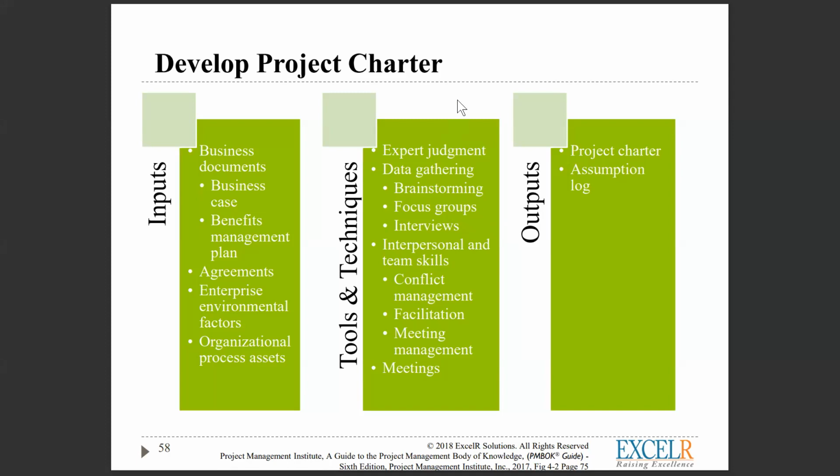So it means the project manager is already there, the name has already been given. Correct. So he has to do the data gathering. Correct. And he has to prepare the project charter with the help of stakeholders. Exactly. He will prepare the project charter. You just provide the inputs to him.